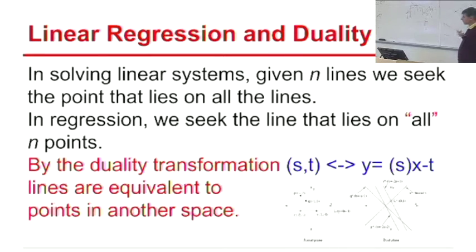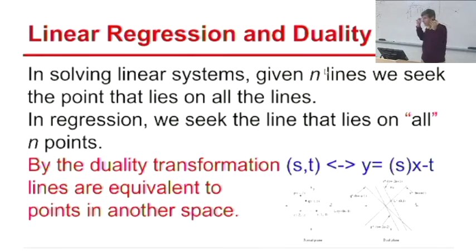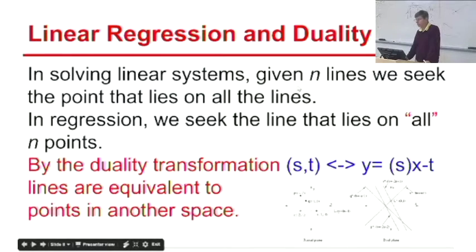It seems like a similar problem. Okay? So there's two differences here between linear system solving and linear regression. First, we reverse roles of points and lines. And second, the word "all" has quotes on it. In solving a linear system, we want the single point that really lies on these lines.